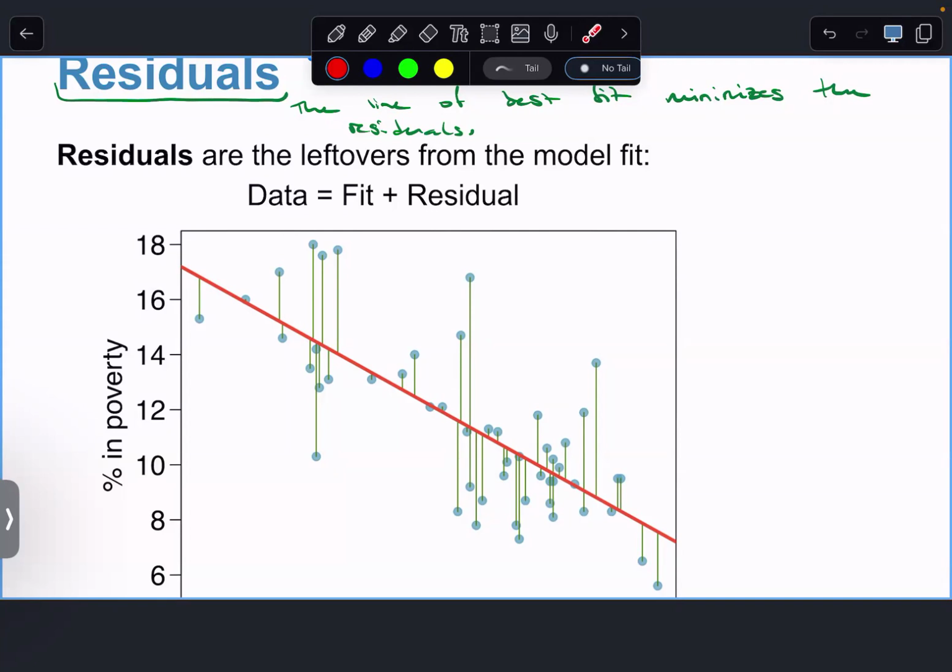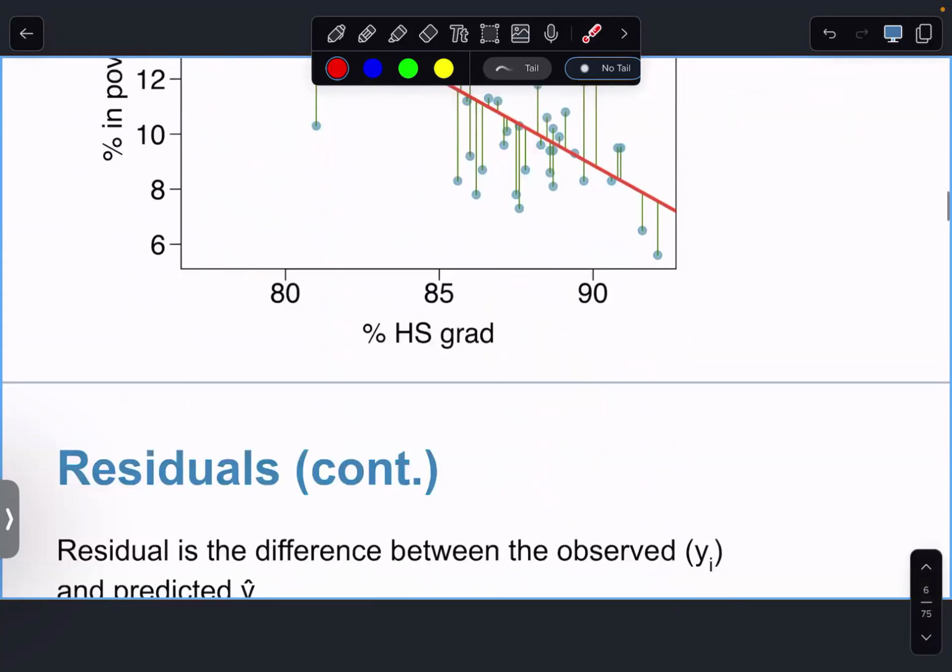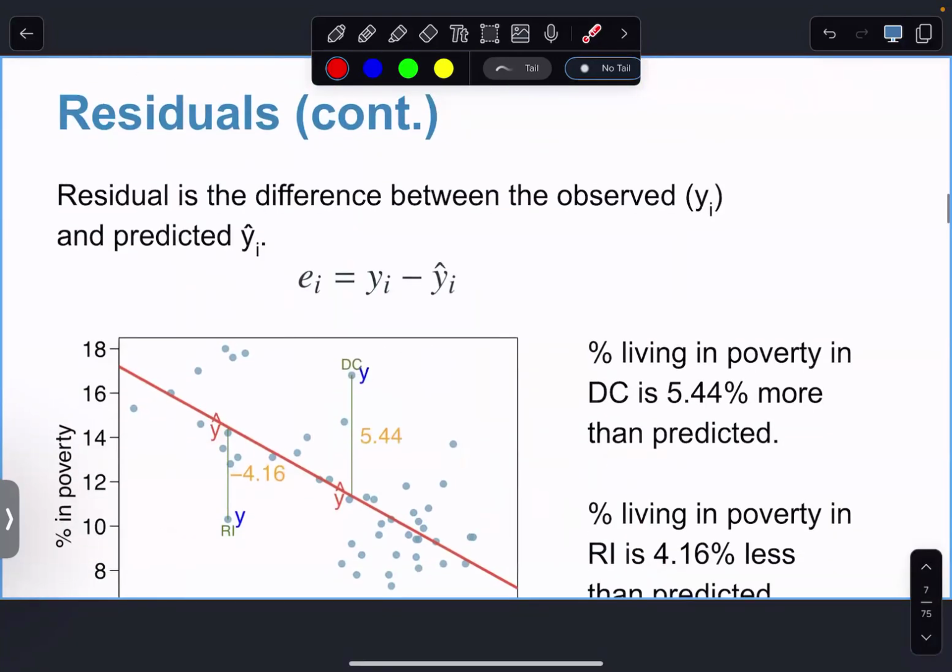What we could do, I find it confusing, is think of the observed data as the fit from the line, plus the residual. Add a little bit of noise on each of these from the line. Or I think the easier way to think about it is the difference between the observed and the predicted value of y is the residual.